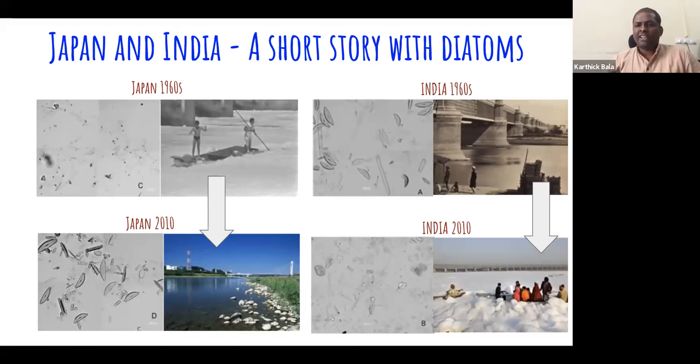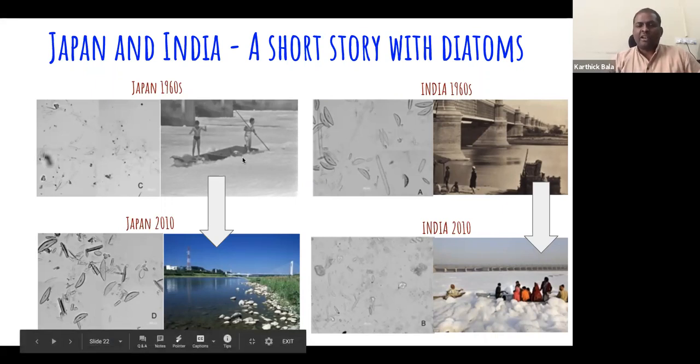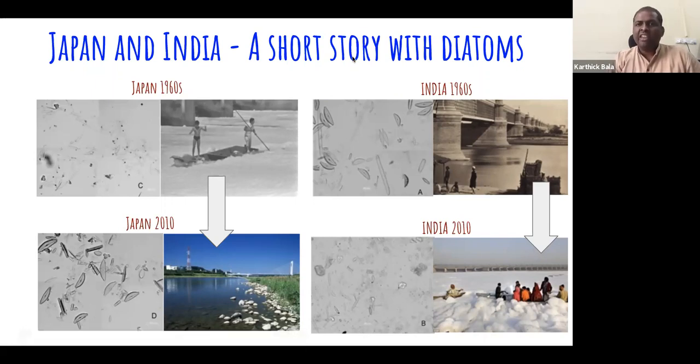There are two points I want to emphasize. One is using diatoms to identify pollution. And the second thing is that from this set of species, they moved to clean water diatoms. From pollution tolerant diatoms they moved to sensitive diatoms. If we change our action towards conservation of our rivers, we can also move from pollution tolerant to pollution sensitive species. So there is a possibility.